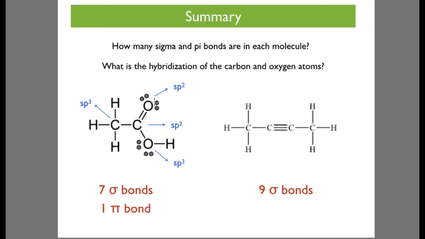There's 9 sigma bonds in this molecule and 2 pi bonds. This carbon here, sp3, sp3. This one, just sp. It has 2 electron domains. This one, only 2 electron domains.